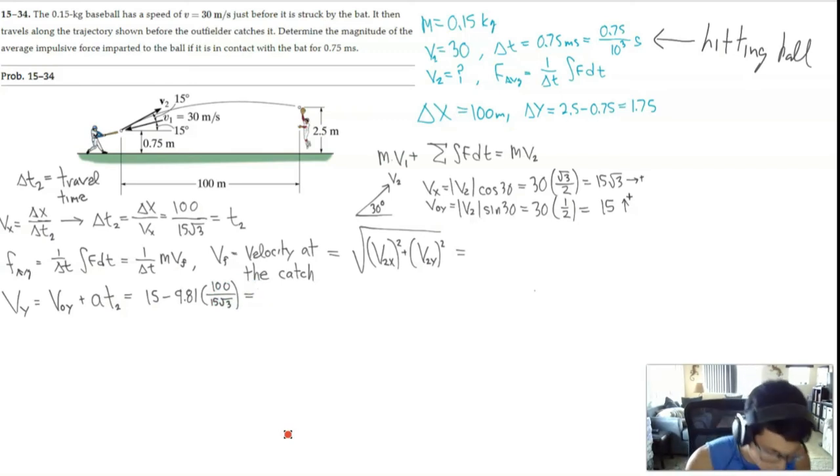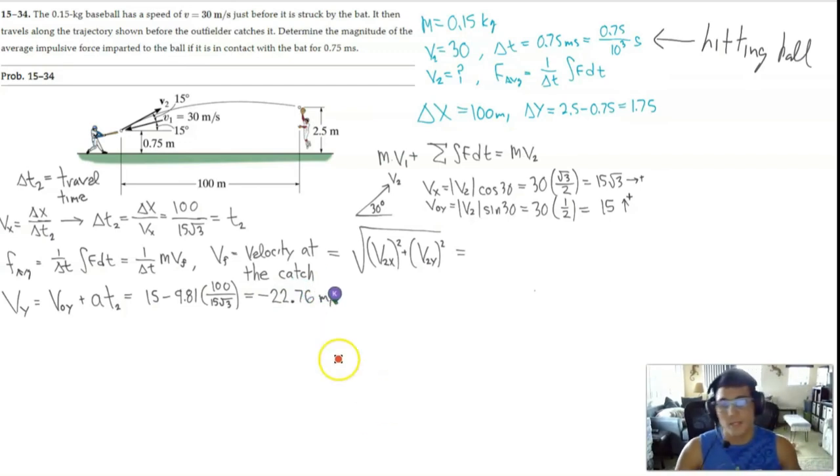Now it is time to actually use the calculator. 9.81 divided by 100 times 100 divided by 15 times square root 3, and 15 minus that. Okay, so I got negative 22.76 meters a second. So, you know, this makes sense, right?